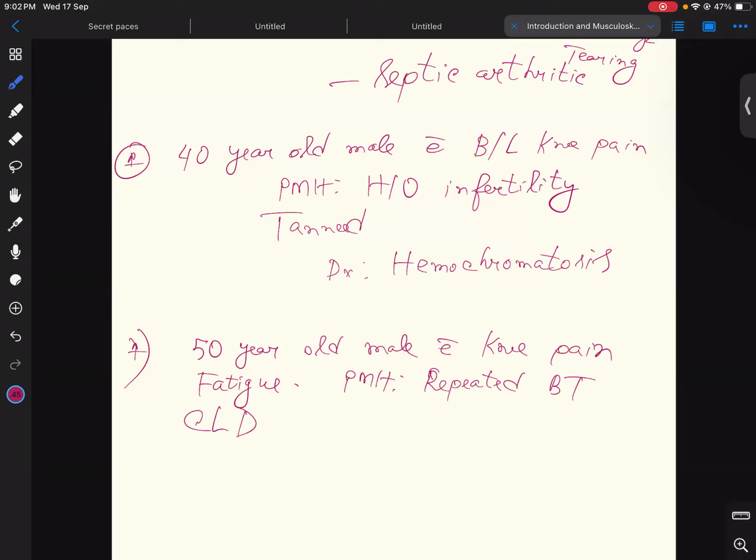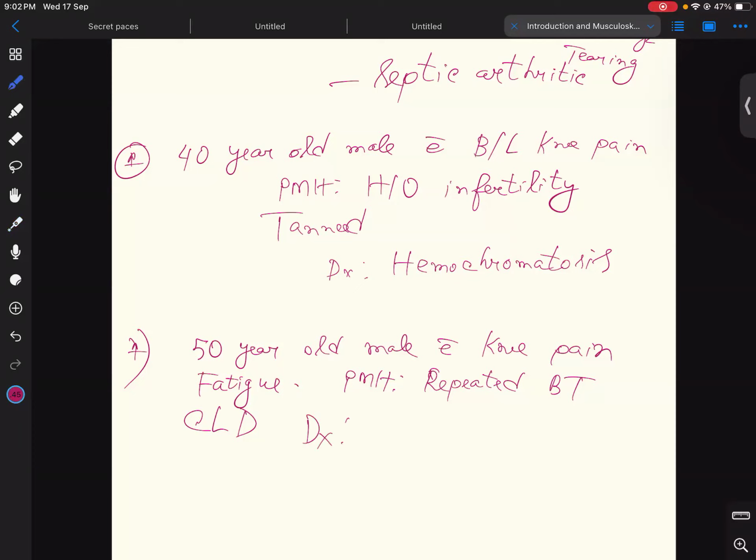Hemarthrosis. I remember he has repeated episodes of blood transfusion. He has stigmata of CLD. He has fatigue. Hemarthrosis, but CLD does not fit in it. Yes, that's why I'm telling. Wonderful, Dr. Shubhas has answered: hemochromatosis. This is secondary hemochromatosis.